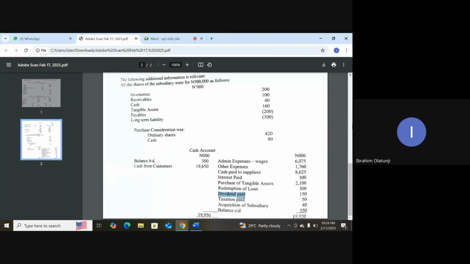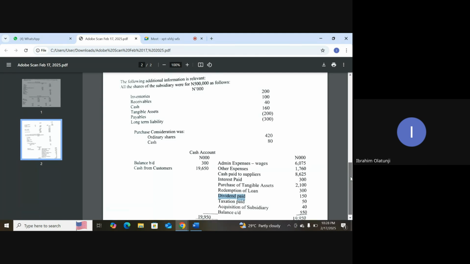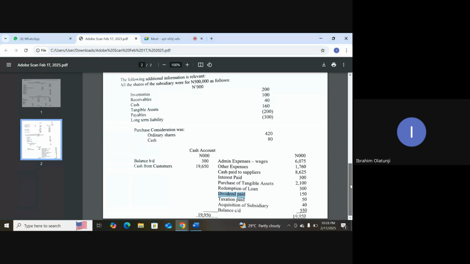Then what other things did I mention under your financing activities? I said if there is a long-term loan borrowing, maybe in the additional information they are telling us that there is a long-term borrowing, then we know that we borrowed a loan. If you borrow a loan, you don't need to put brackets, because what you borrow is actually part of what you receive into the business. That money is coming to the business, so you do not put brackets under financing activities.